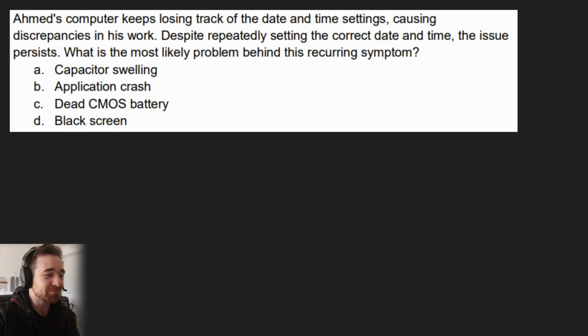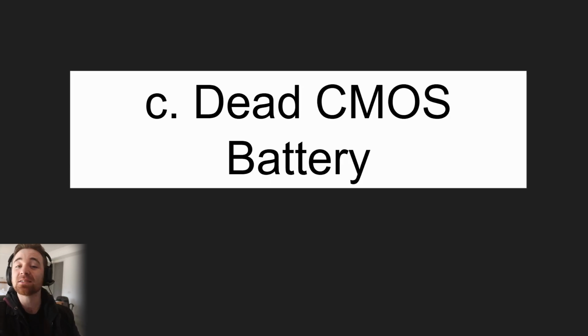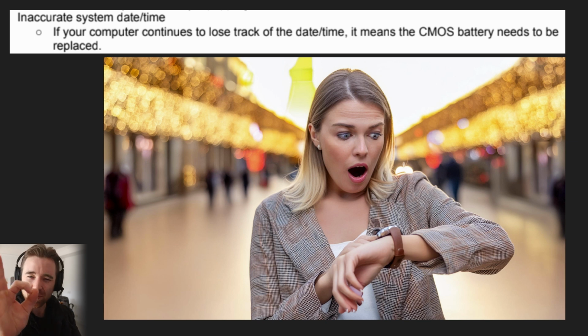Okay, let's find the answer. The answer is C, a dead CMOS battery. The CMOS battery is essentially a little tiny battery inside your device, which is responsible for keeping track of the date and time when your device turns off. So if that dies, the date and time will stop being updated in real time. If the date and time is off, your CMOS battery probably needs to be replaced.